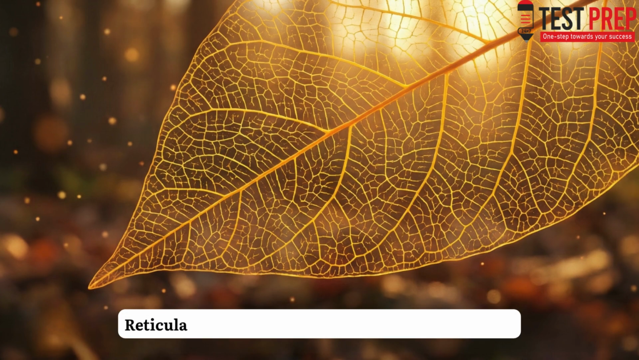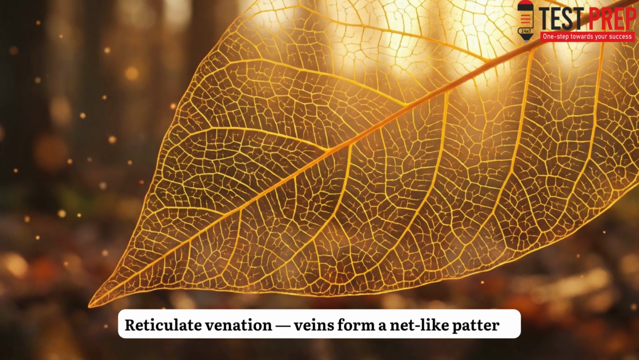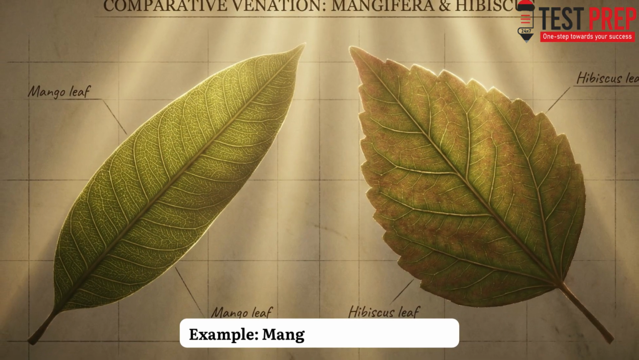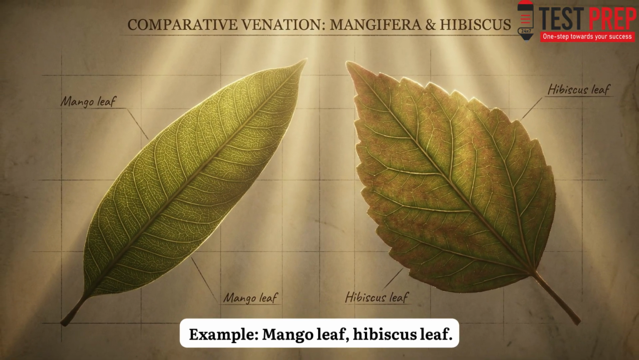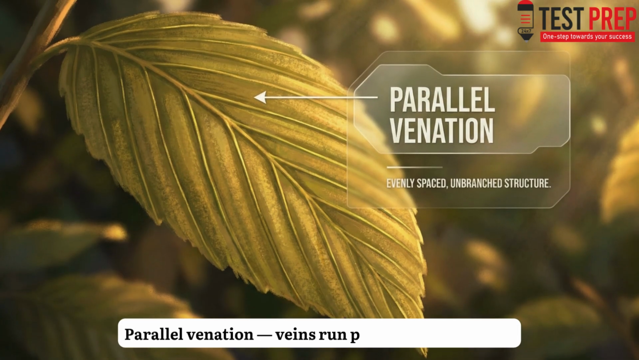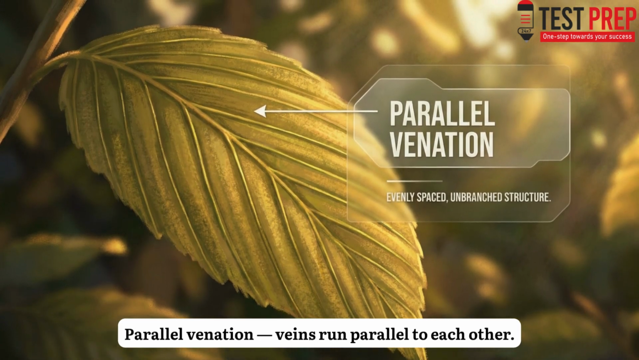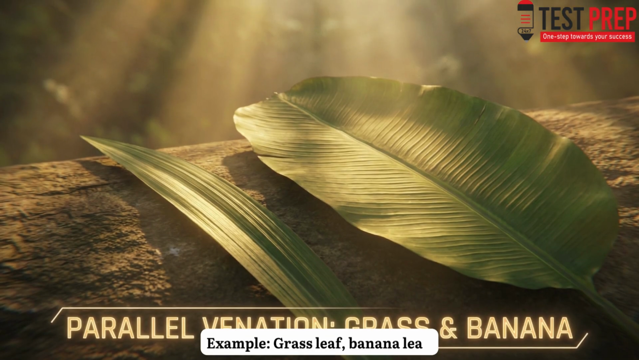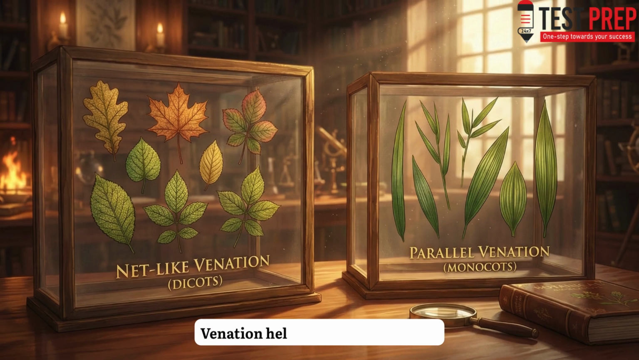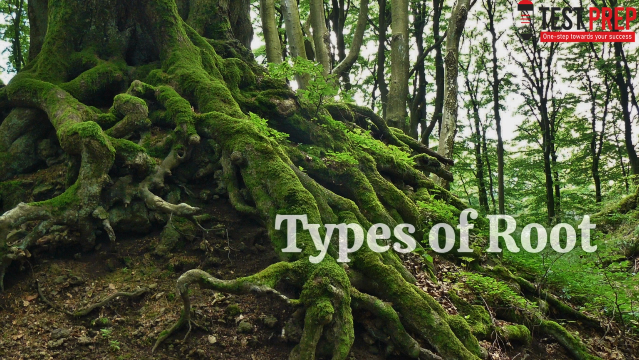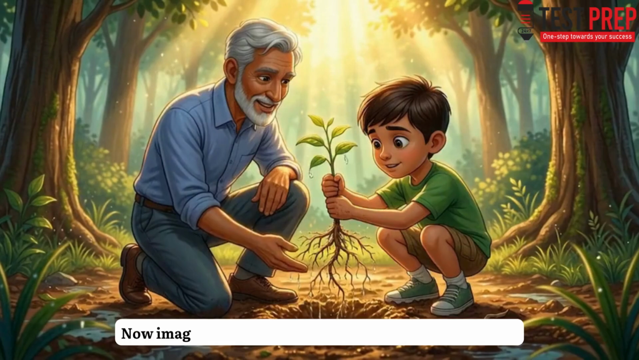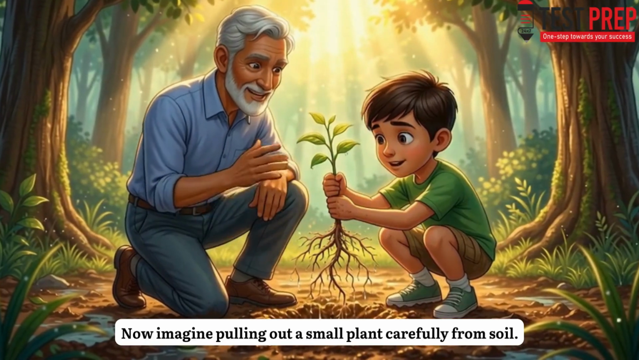Reticulate venation. Veins form a net-like pattern. Example, mango leaf, hibiscus leaf. Parallel venation. Veins run parallel to each other. Example, grass leaf, banana leaf. Venation helps in grouping plants. Now, types of roots. Now imagine pulling out a small plant carefully from soil.